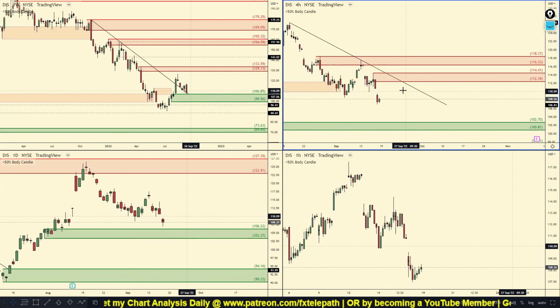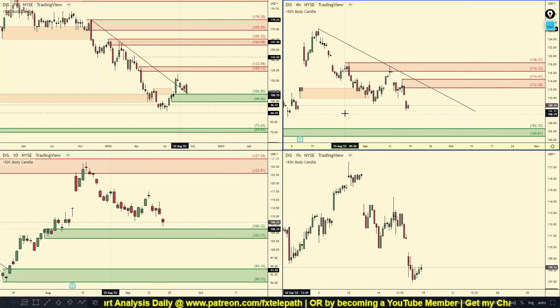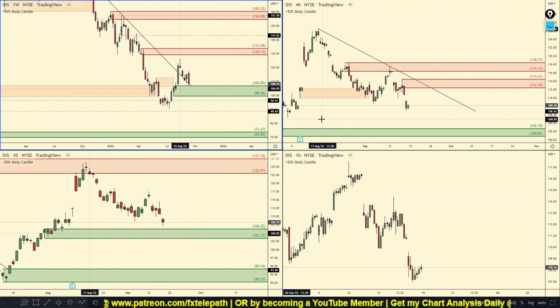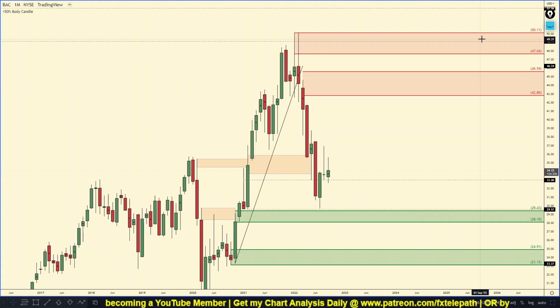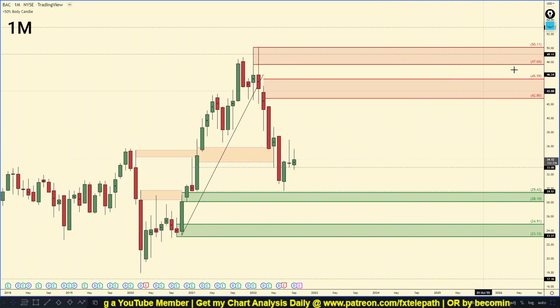So that's what I'm seeing here on Disney. I think it's a very interesting chart. I think we could see some upside potential. We just need to wait for confirmation, and shorts are definitely off the table right now until we can get that weekly demand removed. All right, last but not least, we are on to Bank of America, and right away, we are on the monthly chart.